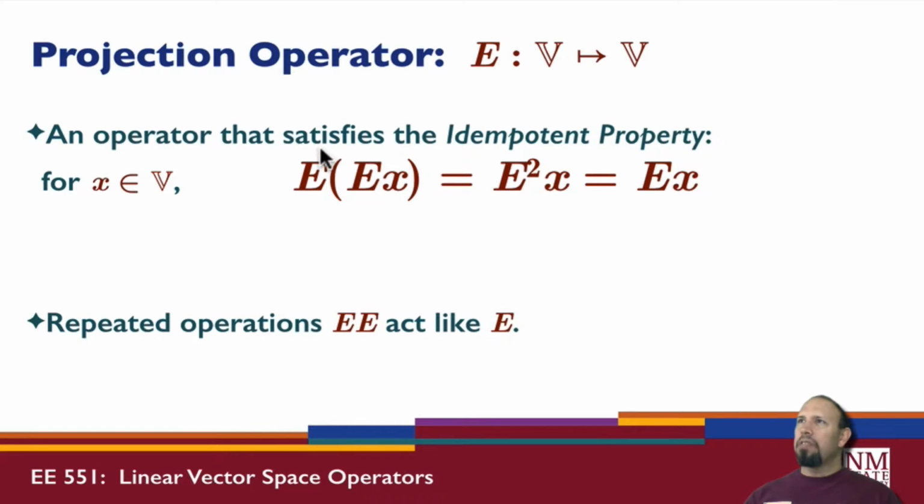So an example of a projection operator is the identity operator. Remember, it maps X onto itself. So with the identity operator, I get X. If I do it again, I still get X. And I can keep doing it as many times as I want, and I still get X.